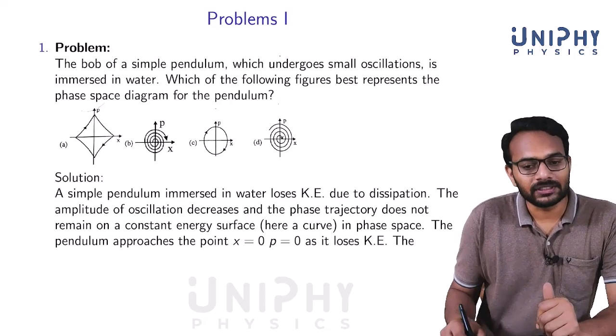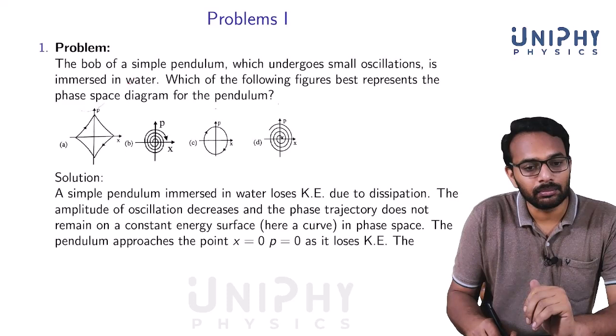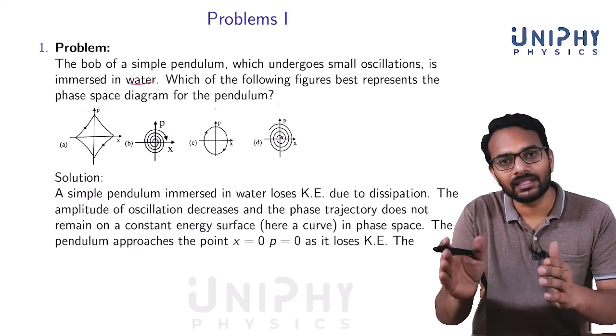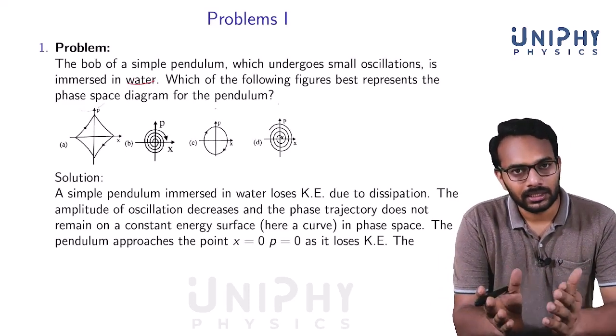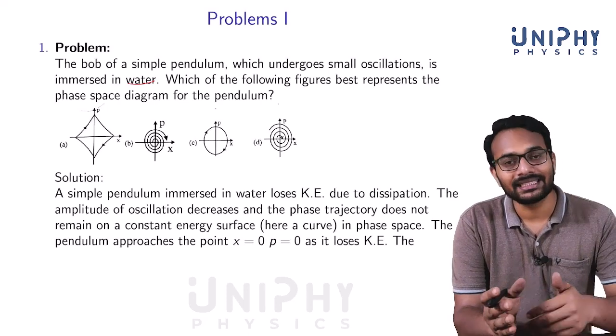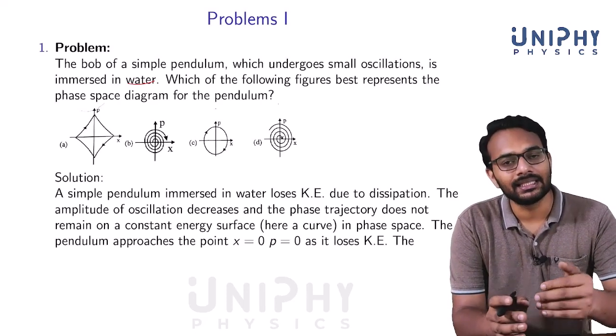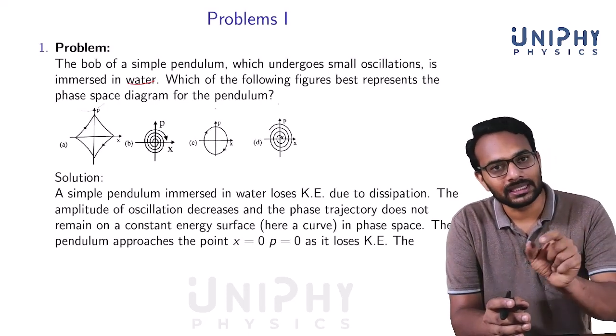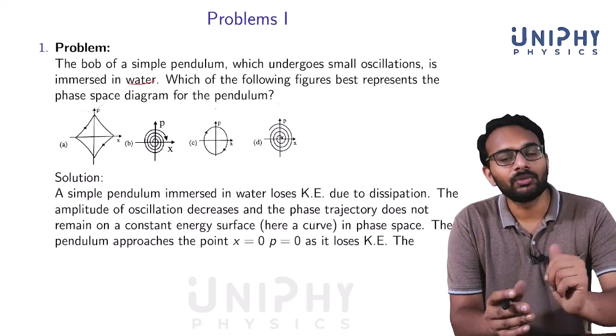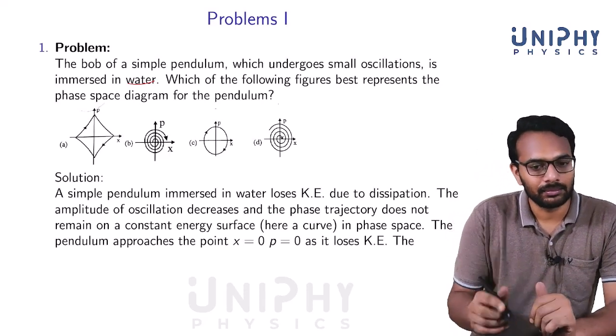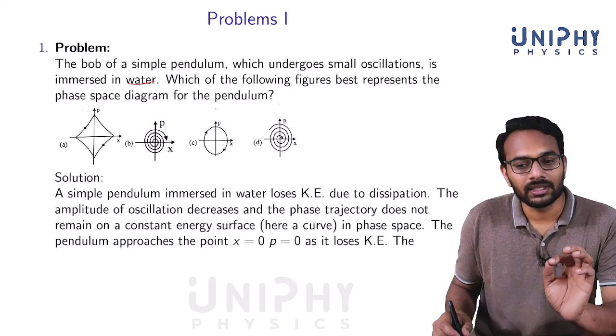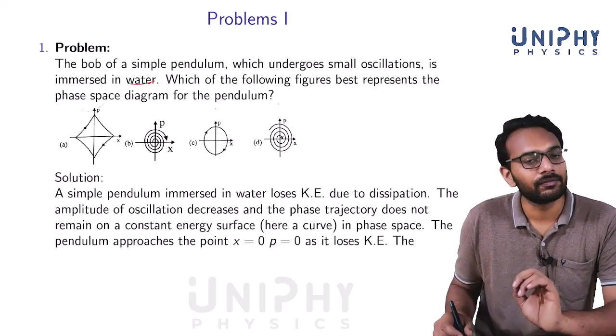The bob of a simple pendulum which undergoes small oscillations is immersed in water. So what happens if a simple pendulum is immersed in water? We know that even if it starts oscillating, the energy gets quickly dissipated, the amplitude of the oscillation will decrease, and it will approach the rest position. Now, which of the following figures best represents the phase space diagram for the pendulum?